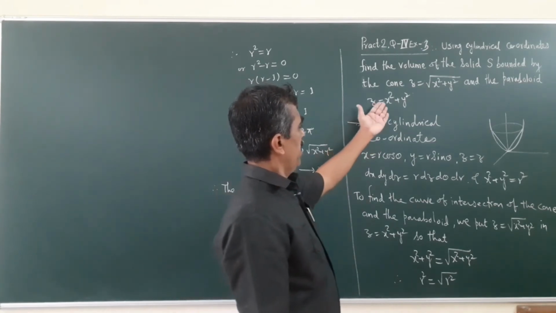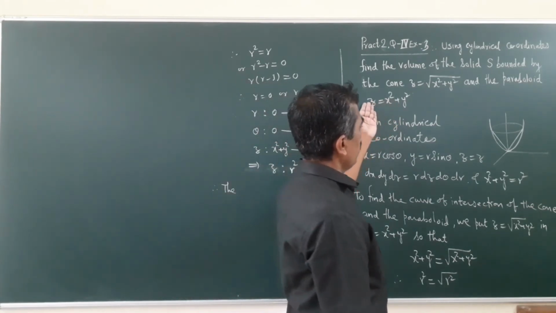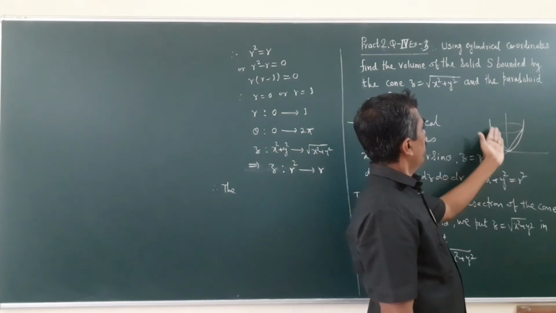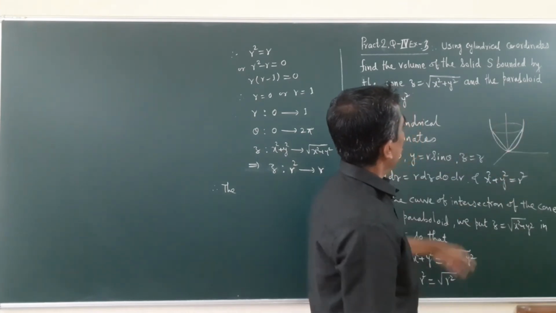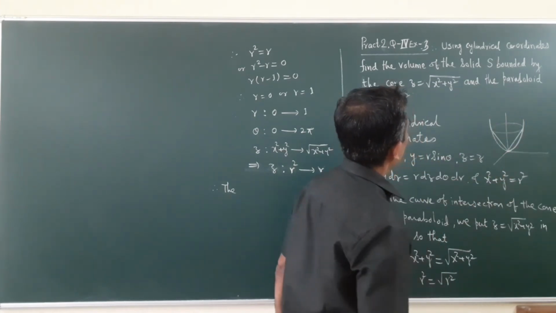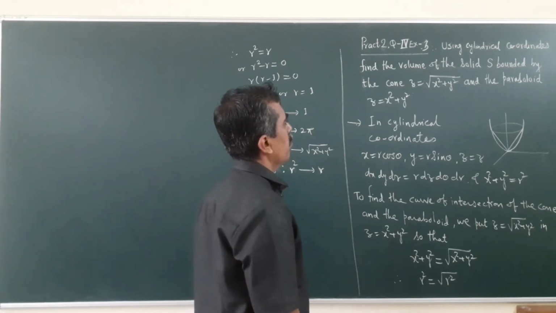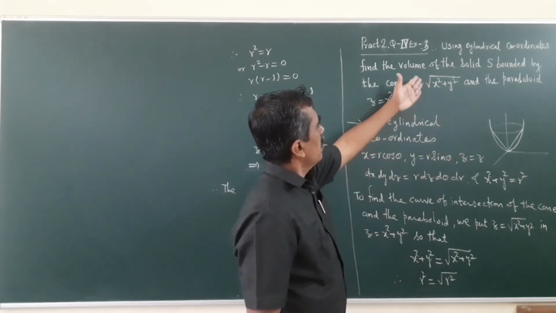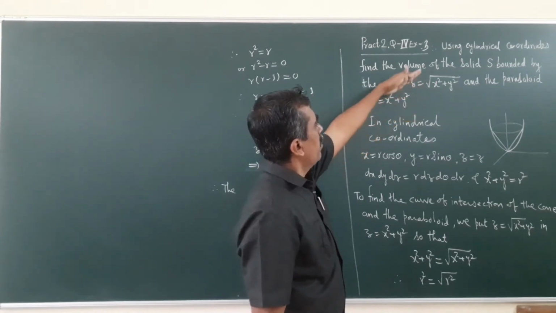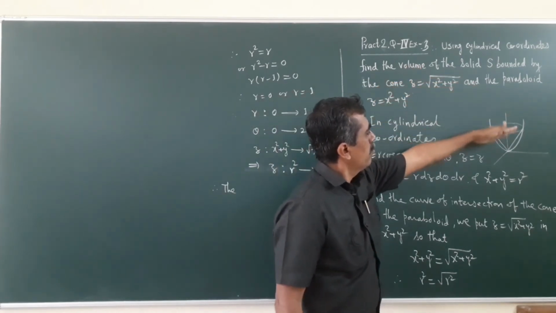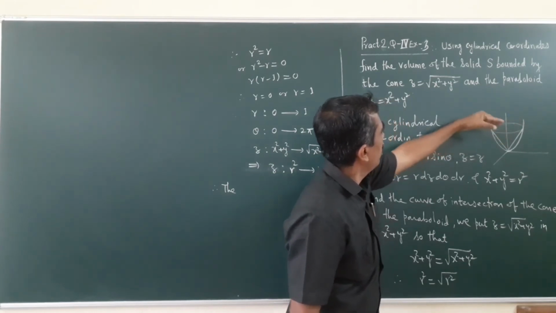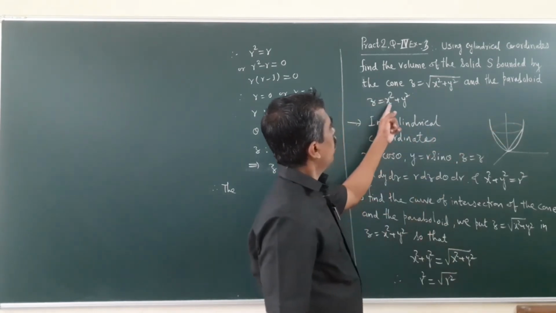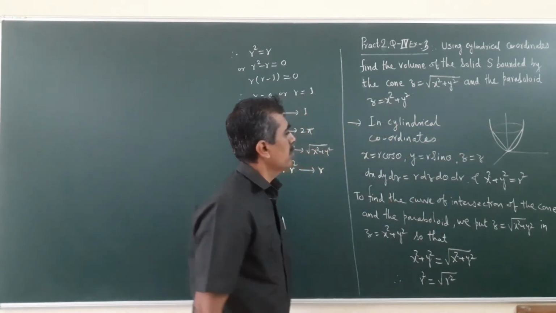This paraboloid is symmetrical about the z axis, like this, and this is the cone, z is equal to under root x square plus y square. So our solid is bounded above by this cone and below by the paraboloid z is equal to x square plus y square.